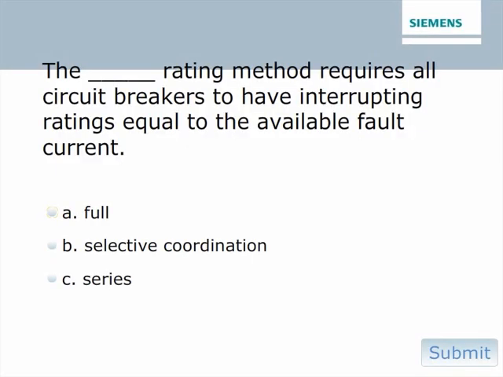Question 5. The blank rating method requires all circuit breakers to have interrupting ratings equal to the available fault current. Is it A, full, B, selective coordination, or C, series?